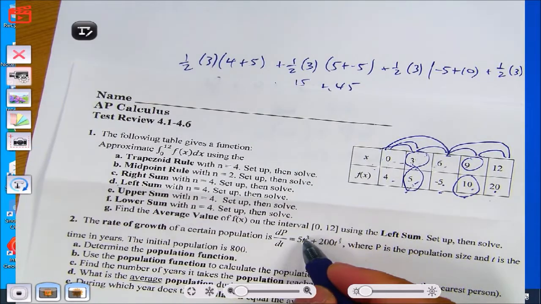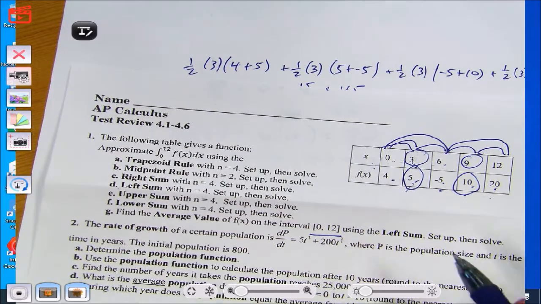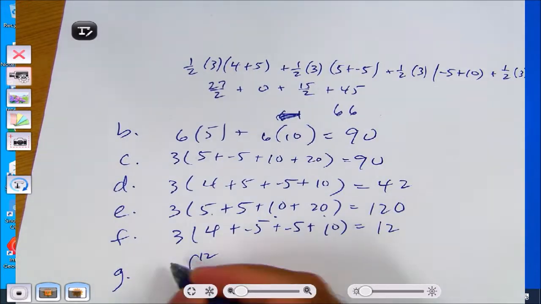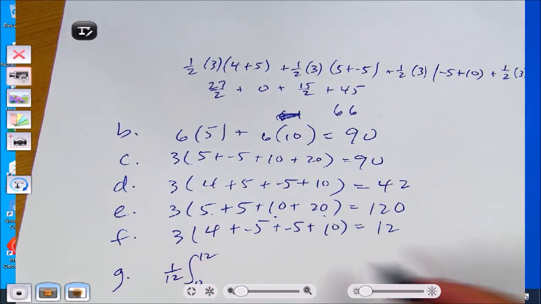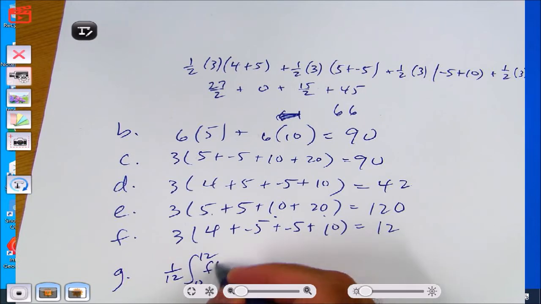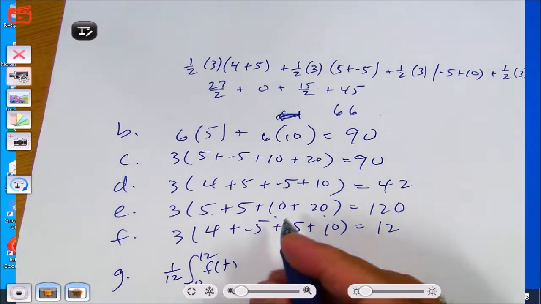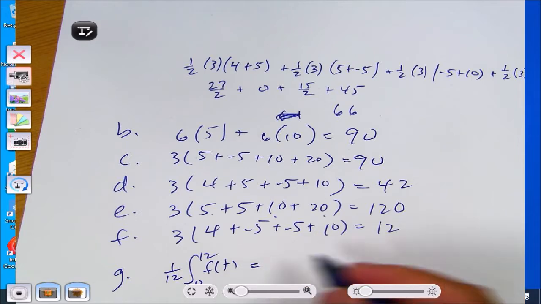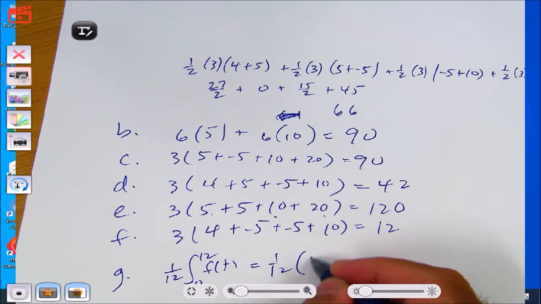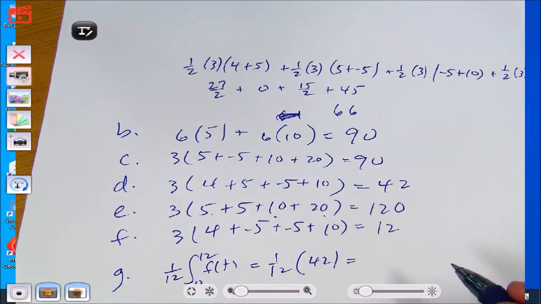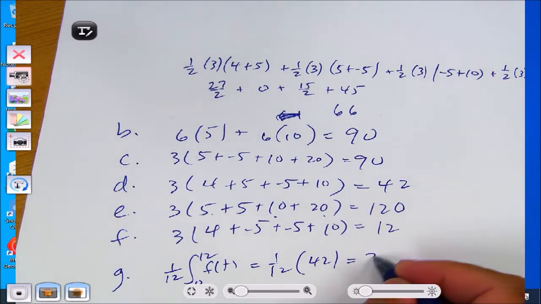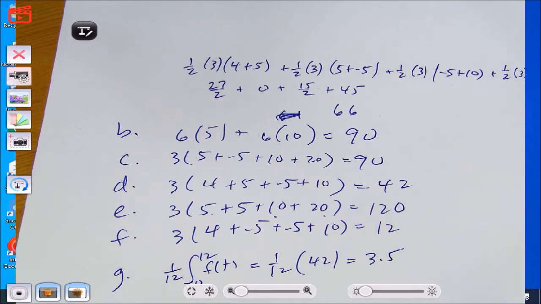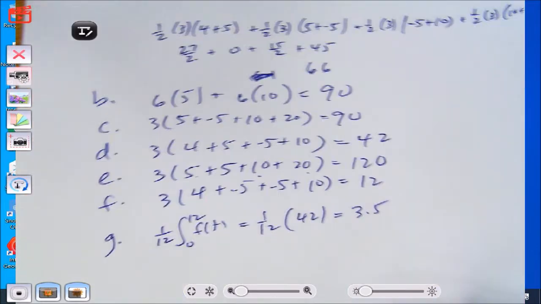That's what it says here. The interval is from 0 to 12. Average is you're going to divide by the length of the interval, 12. And the approximation we have is 42. So it's 42 over 12. What is that? 3.5? Yeah, that's what I got. All right, so that's G.